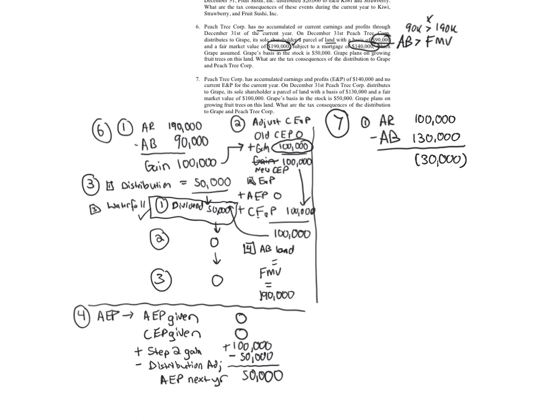That equals negative $30,000. The problem is that, remember, in step 1, the corporation can never have a loss. So what does that mean? No gain or loss recognized by the corporation in step 1. Since there's no gain or loss recognized, step 2, no consequences.